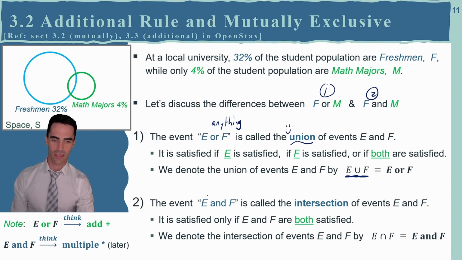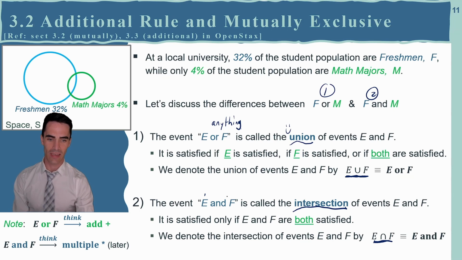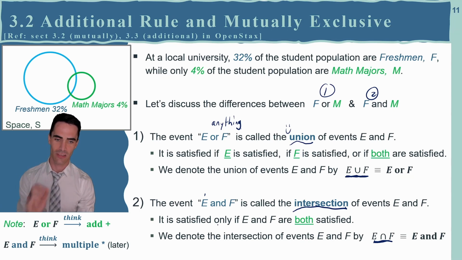Very happy, friendly union. The second one's a bit more strict. If you read and down over here, E and F, a bit more strict. This is denoted as an intersection. A shorthand for writing and is we often see this symbol, again, standing for intersection, E intersect F, or E and F. This one's much more strict because it's satisfied only if both of these are satisfied. So a bit more strict, a bit more difficult to evaluate.